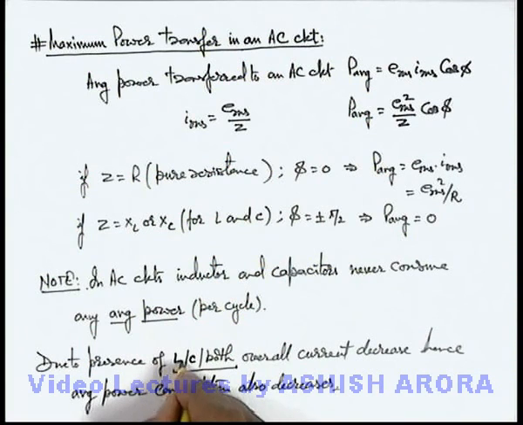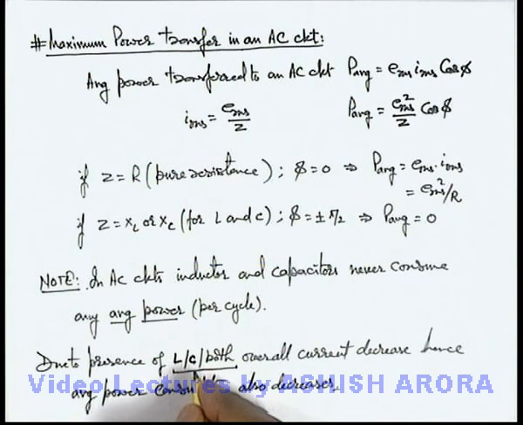And in any AC circuit we can directly state parasitic inductance and parasitic capacitances are always there, which are unwanted inductance and unwanted capacitance due to terminal effects in AC circuits. So always power consumption decreases due to L or C.